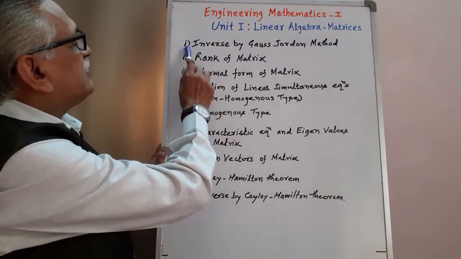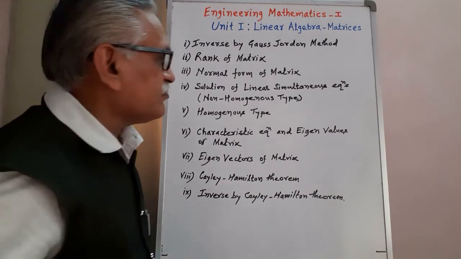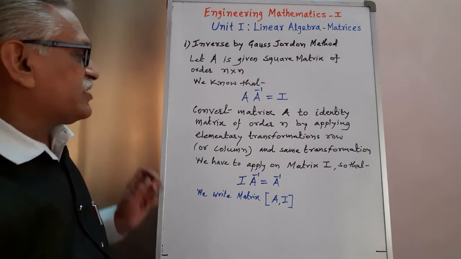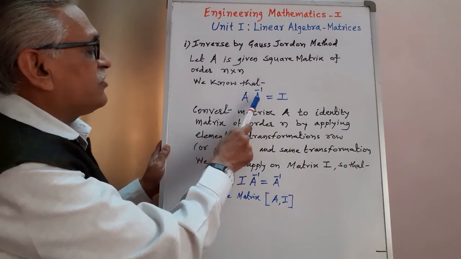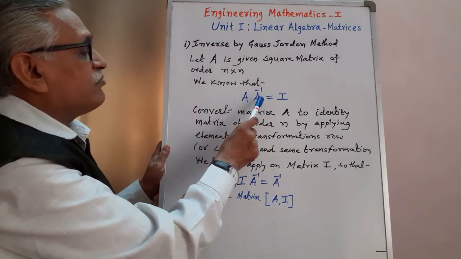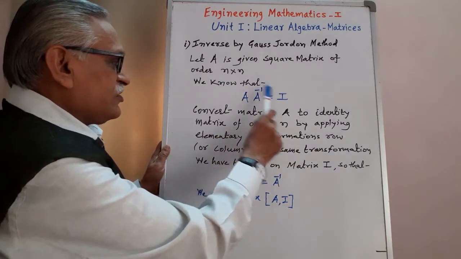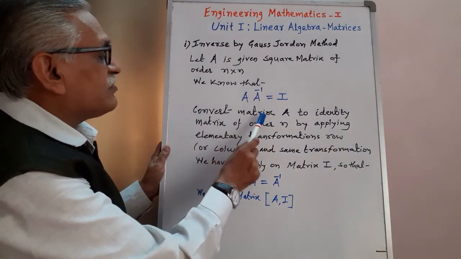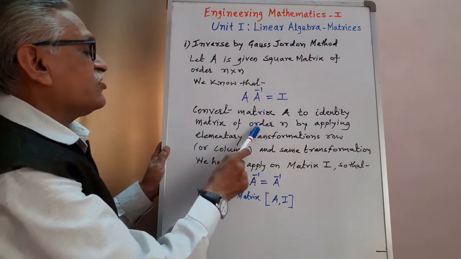Let us see the first point, inverse by Gauss Jordan method. Let us see the procedure how we can obtain the inverse by Gauss Jordan method. For that, we know the result: A into A inverse is equal to identity matrix. Any matrix A multiplied by inverse matrix, we get identity matrix. Therefore, using this fact, we can obtain the inverse. For that, we have to convert matrix A, this given matrix A, to identity matrix of order n.